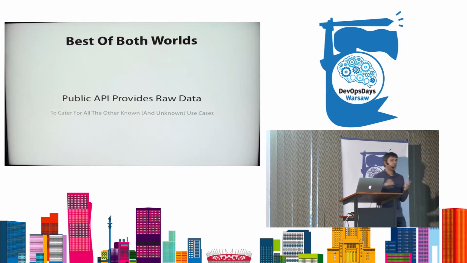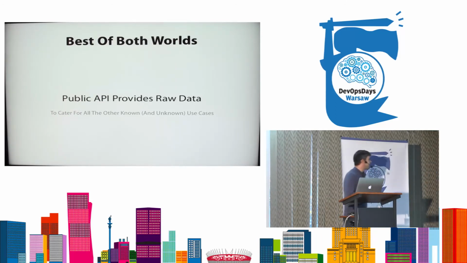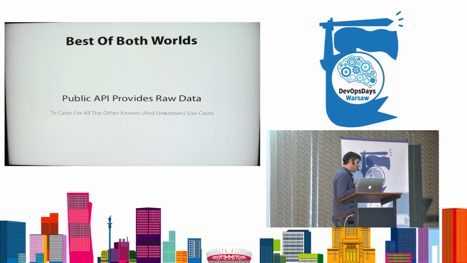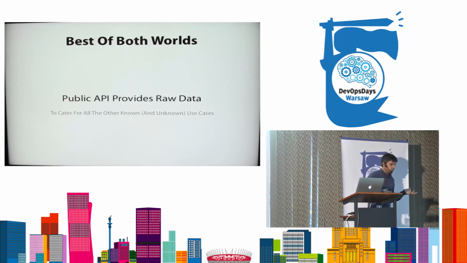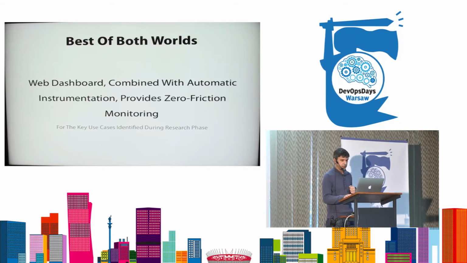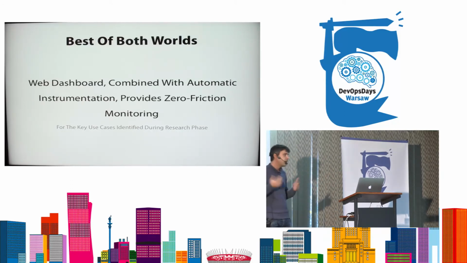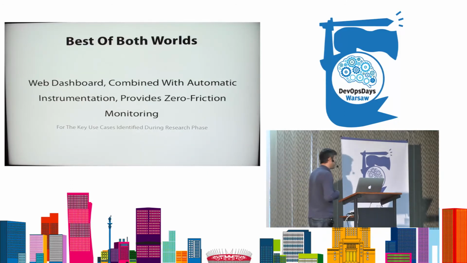Nowadays, with all the microservices craze, everything is an API, so we've also built an API that provides this raw data. And this API is exactly the same one that we use internally to build our dashboard. So we've built a dashboard, which combined with the automatic instrumentation provides the so-called zero friction monitoring.